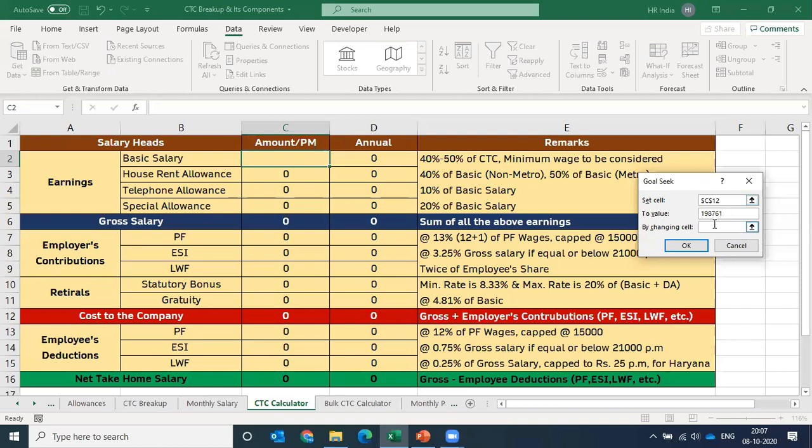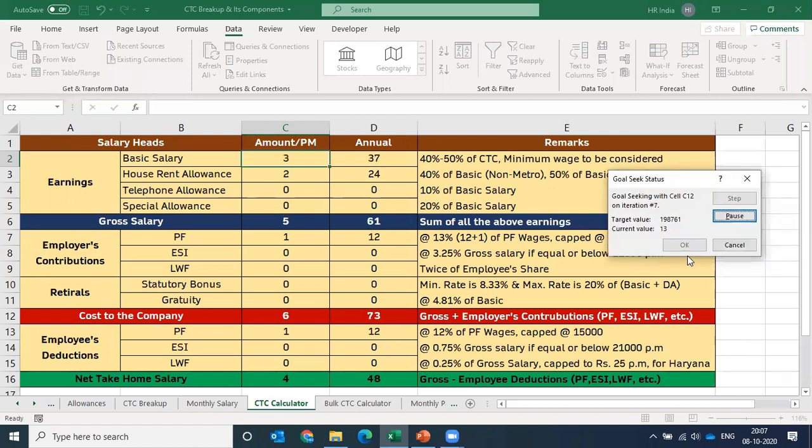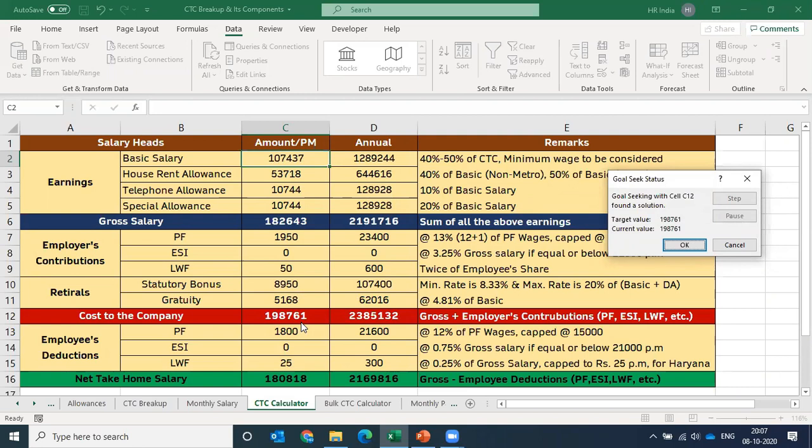Yeah, so we are looking for a monthly CTC of 1,98,761 rupees. This is a kind of odd figure that you usually do not find. Right. So let's try if this can calculate this CTC also by changing cell. I want basic salary to be the changing factor. Click on OK. Now see, done. See the adjustment going on, and it has finally calculated the amount we were looking for.